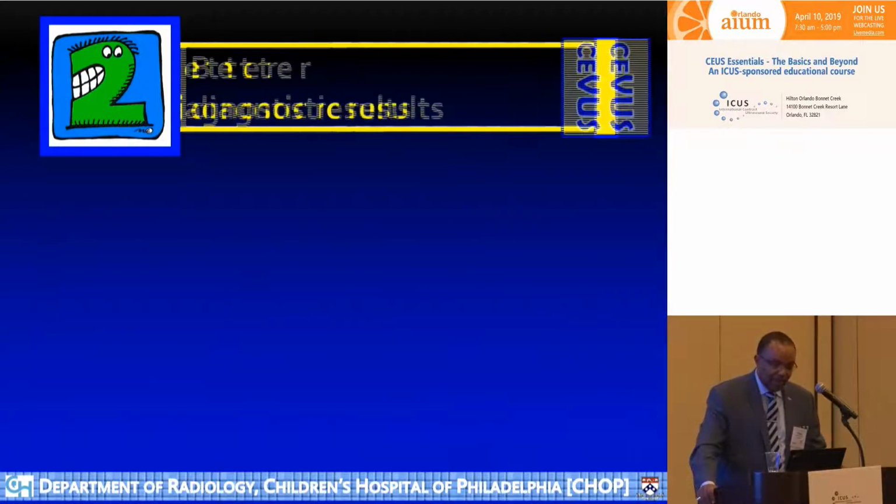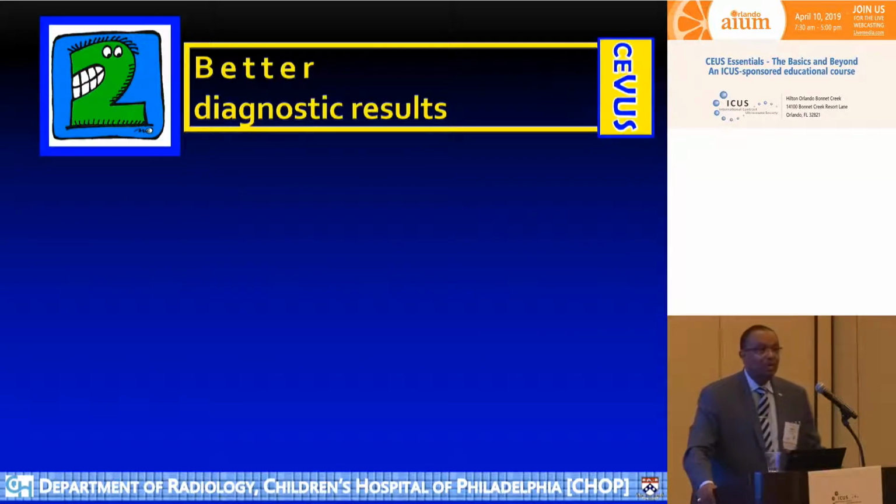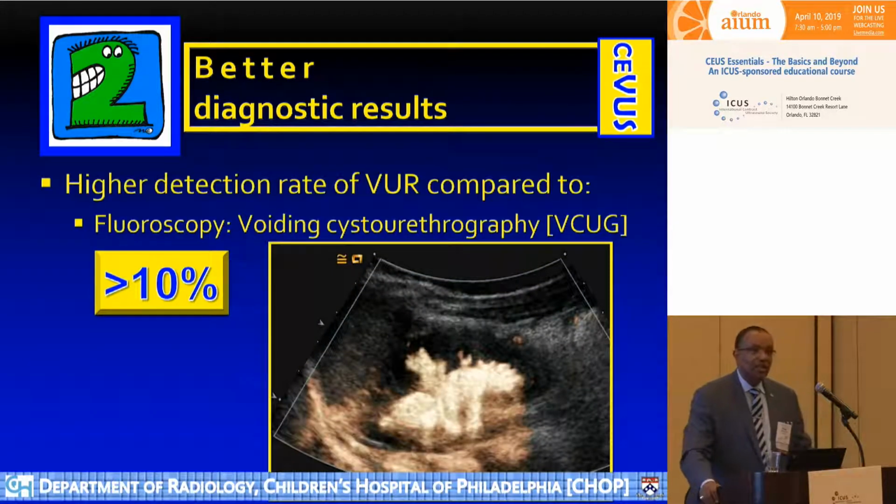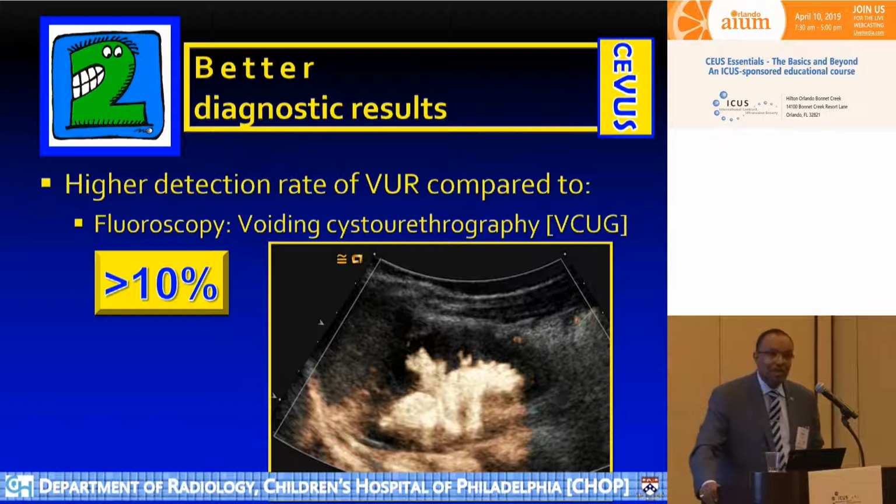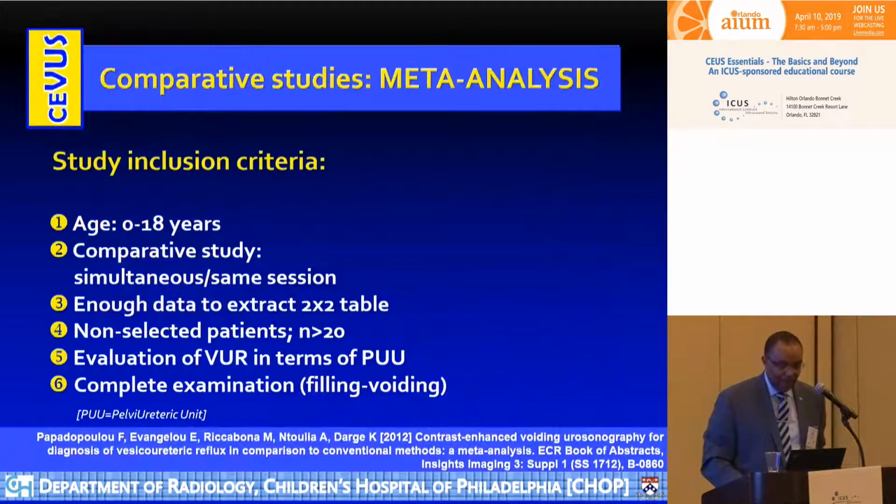In addition to that, we not only eliminate radiation, but we do get better diagnostic results. We do detect more reflux with ultrasound. I just put there more than 10%. That's depending on the machine, depending on the sensitivity of the machine. The reflux detection rate can go up to 40% more. So this is something we have to remember. We have a much more sensitive method.